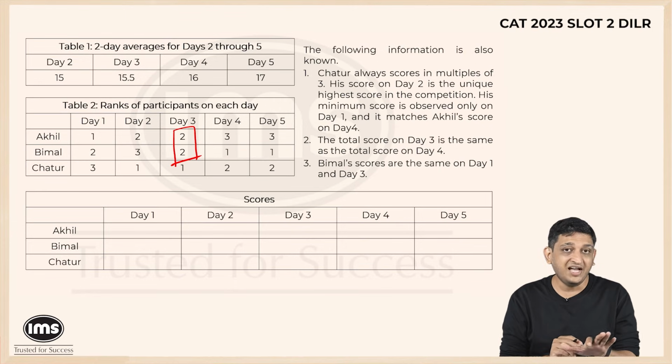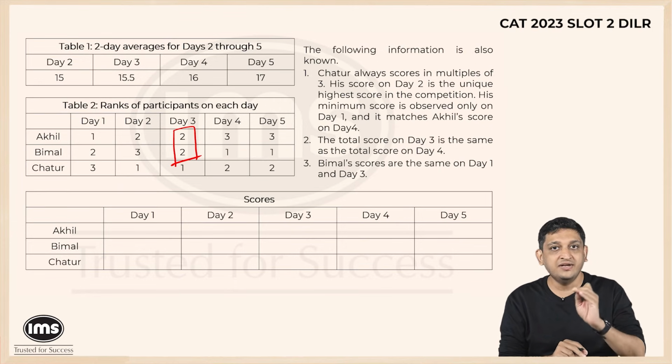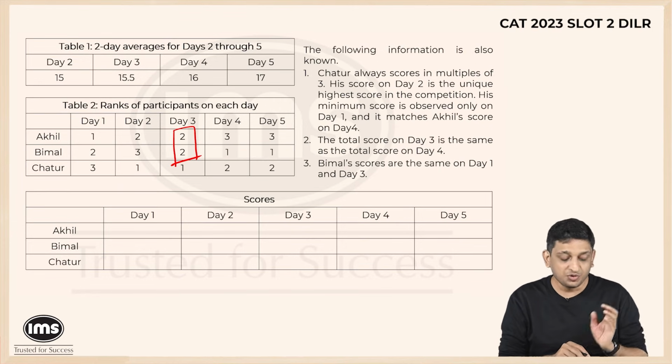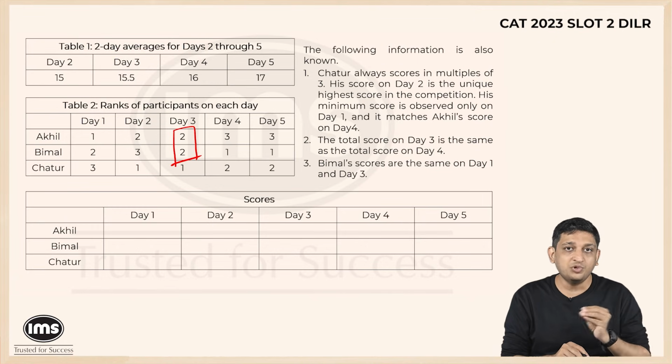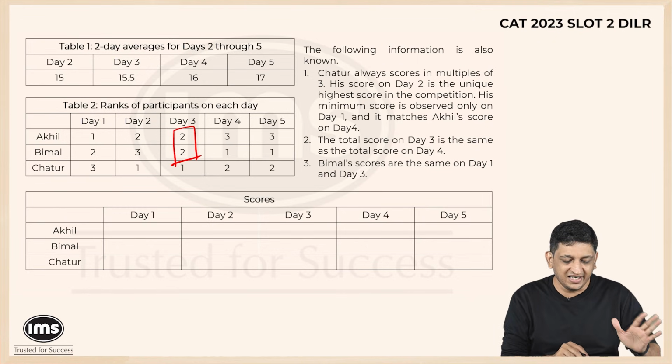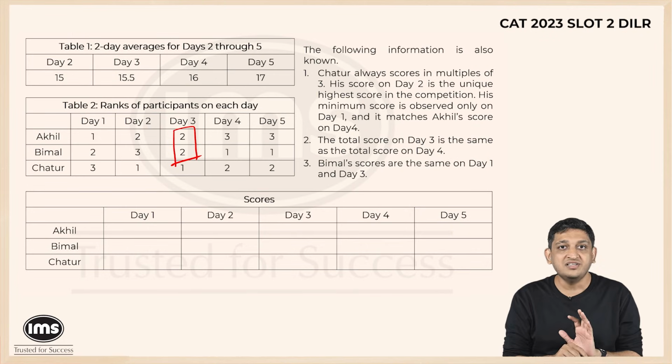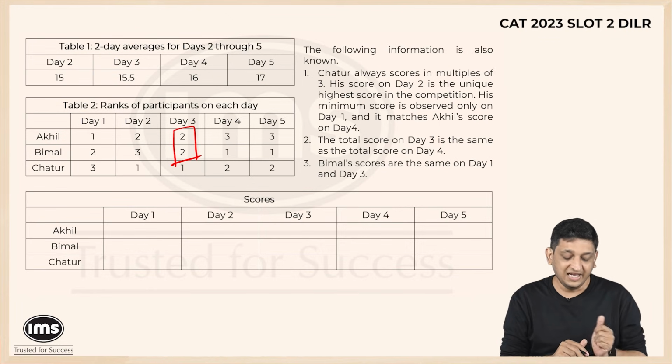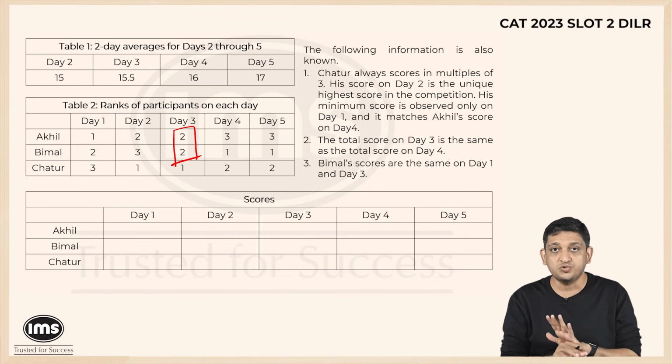Because the numbers that we have here are 15, 15.5, 16 and 17. So we know that all 3 of them put together in one day, on an average, if you look at the numbers, are around 15. Now if 3 is the highest number, can you reach a number of 15 on a particular day? That will not be possible. And that is why we can safely say that 3 cannot be the unique highest value in the competition. We also know that his minimum score is observed only on day 1 and it matches Akhil's score on day 4. So again, that is one thing that is known to us.